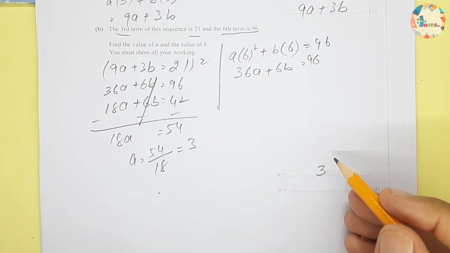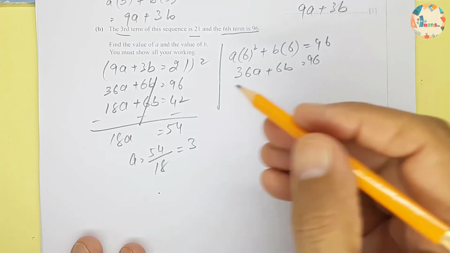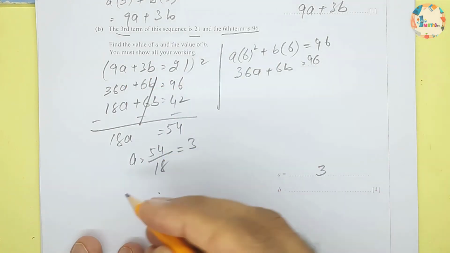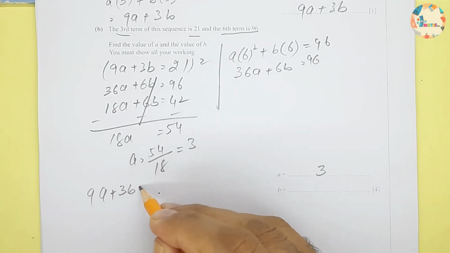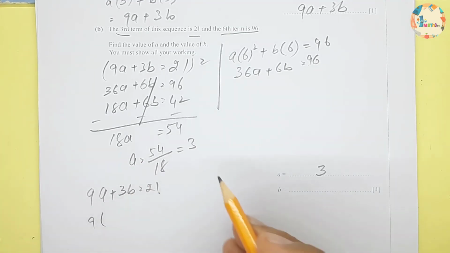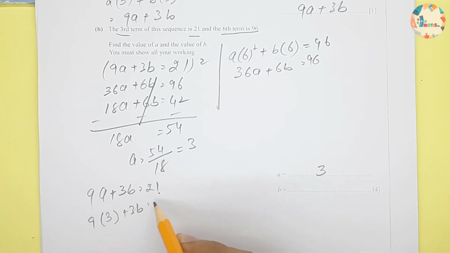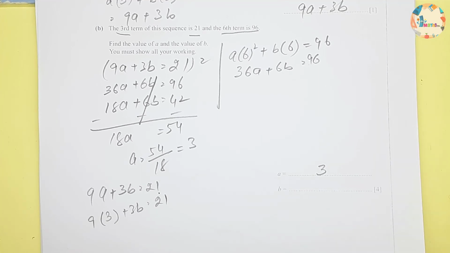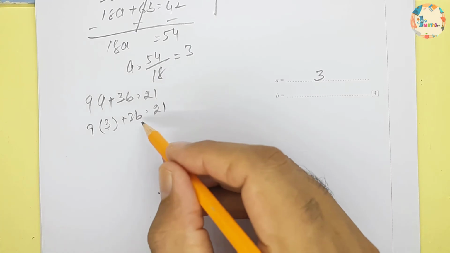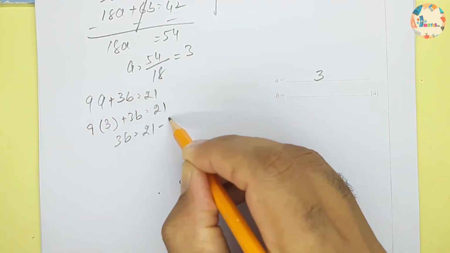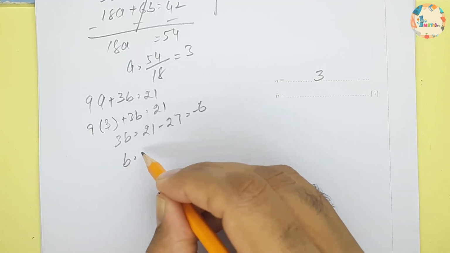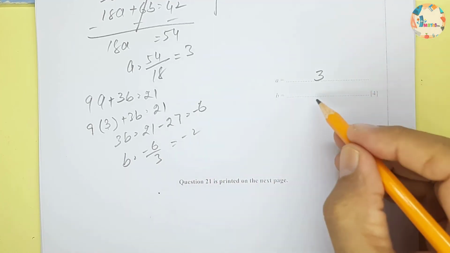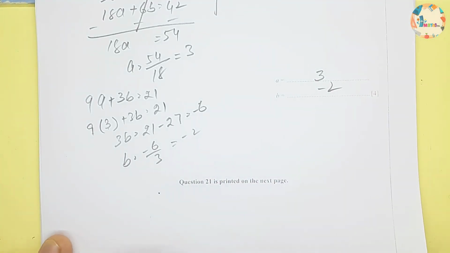Now a is equal to 3, and the b value we can calculate from either of these two equations. So I will take 9a plus 3b is equal to 21. So 9 into a, which is 3, plus 3b is equal to 21, and further we can simplify to get the answer of b. So this will be 27. So 3b is equal to 21 minus 27, which is basically minus 6. So b will be equal to minus 6 over 3, which is equal to minus 2. So the b value will be minus 2. Hopefully you understood this as well.